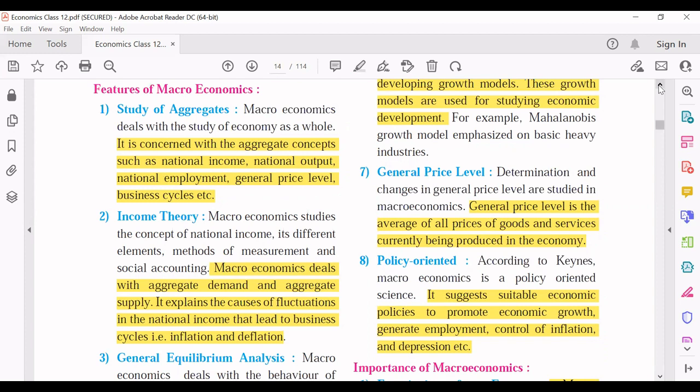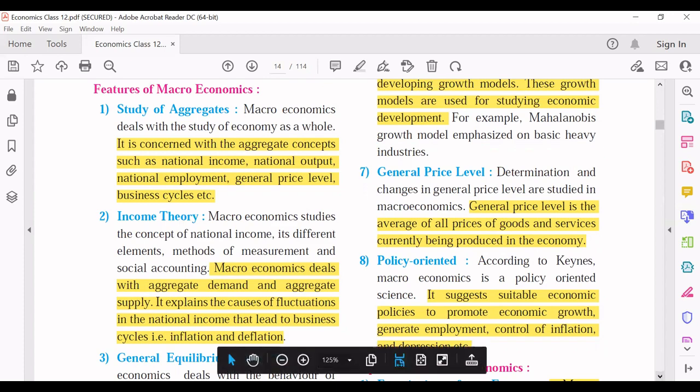General price level is nothing but the average price of all the goods and services produced in the economy during a year. So the determination of change in price level can be studied under macroeconomics. Then it is policy oriented. Macroeconomics is a policy oriented science. It suggests suitable economic policies to promote economic growth, general employment, and control of inflation, depression, etc.